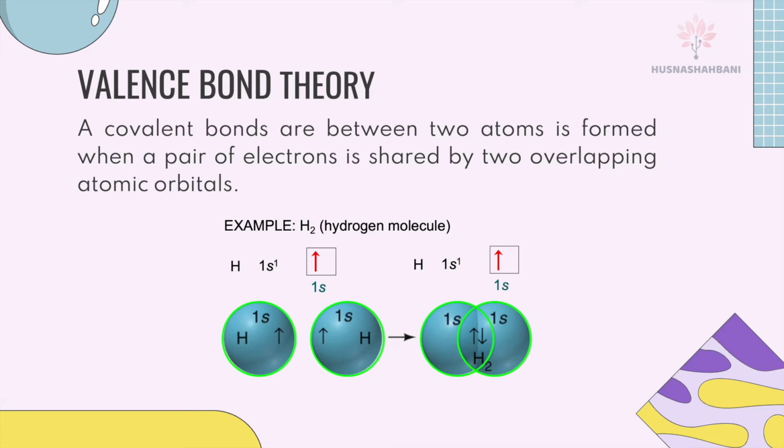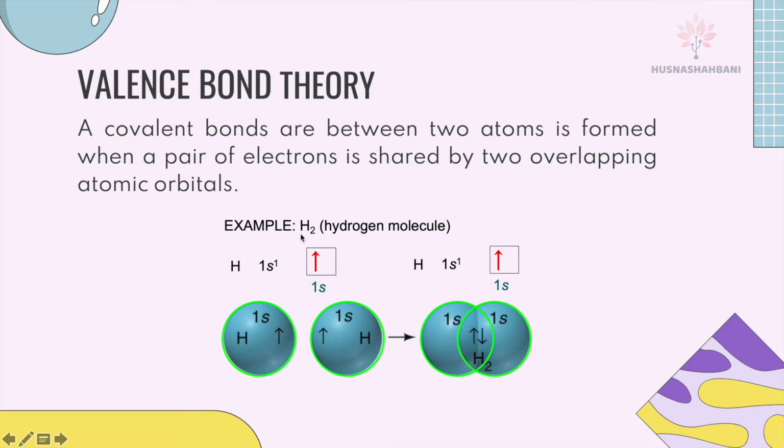Valence bond theory. A covalent bond between two atoms is formed when a pair of electrons is shared by two overlapping atomic orbitals. So we focus on the orbital of the valence electron. That's why the name is valence bond theory, because we focus on the valence electron. Example, H2 hydrogen molecule, one hydrogen atom, electronic configuration 1s1.